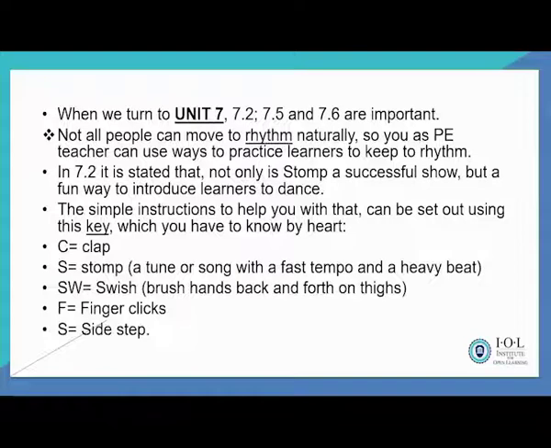Not all people can move to rhythm naturally, so you as PE teacher can use ways to practice learners to keep to the rhythm. In 7.2, it is stated that not only is stomp a successful show, but a fun way to introduce learners to dance. The simple instructions to help you with that can be set out using this key, which you have to know by heart. And the key is C, S, S, W, F, and S.